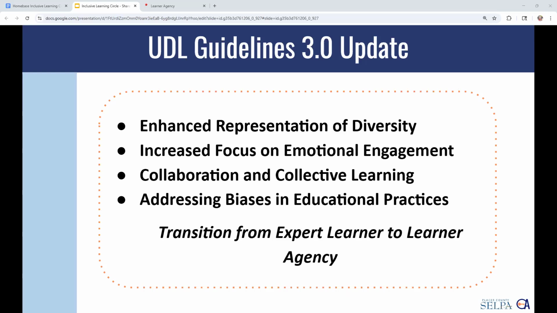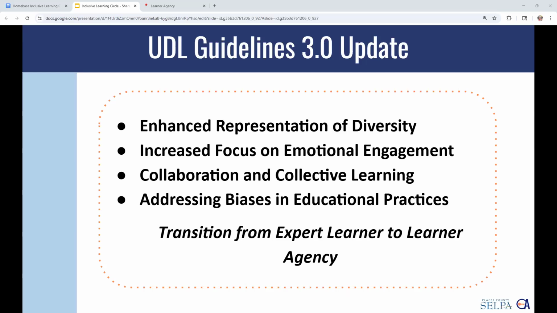And then the last bullet with addressing biases in educational practices, that's really centered on this commitment to recognizing and addressing biases in learning environments and materials and ensuring the equity and respect for all learners, identities, and backgrounds. So finally, the biggest change was the shift in the ultimate goal of UDL from expert learner, so that's what it was in the previous guidelines, to learner agency.